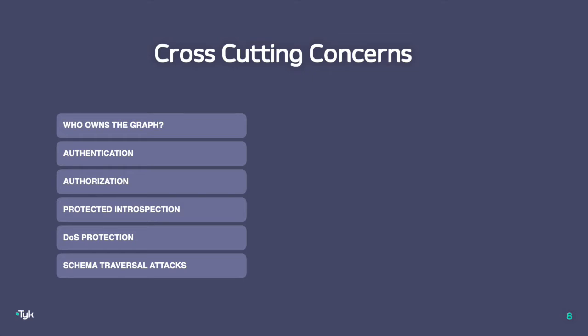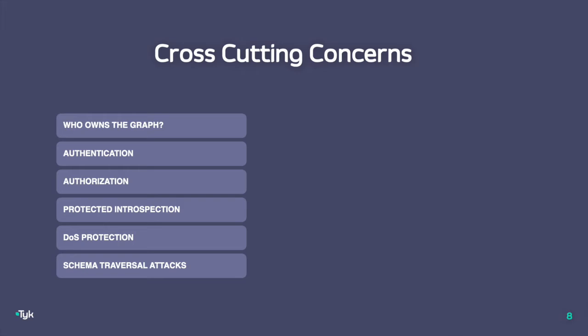Who owns the graph? The front-end developers, back-end developers, or the API product manager? How do I ensure governance for the GraphQL API without sacrificing agility? Do I need experts to manage the graph? Authentication, where does this occur? Authorization, should I be implementing authorization centrally or within my services, or maybe both? Protected introspection, is it desirable to be publishing my documentation to the outside world?